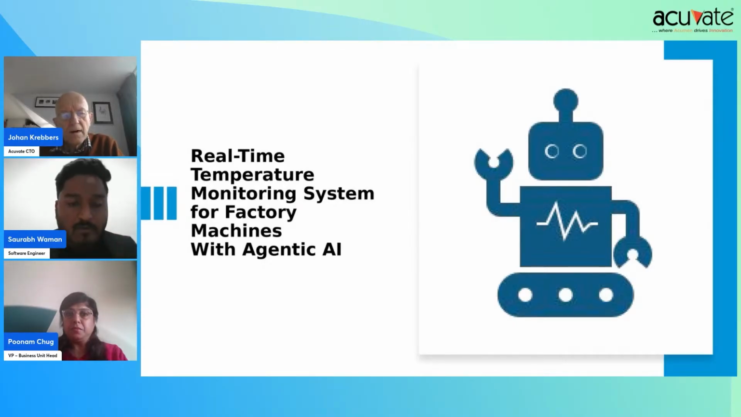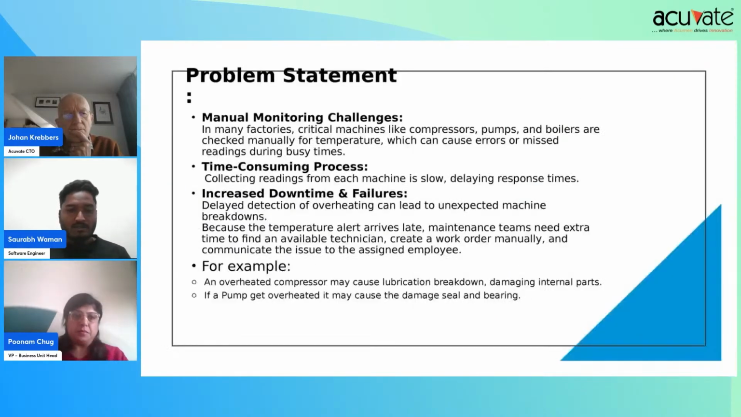So, hello everyone, my name is Saurabh Vaman, working as a software engineer in Acuvate Software Private Limited for the last 3 years. And today I am going to present a demo on a real-time temperature monitoring system for the factory floor machines with agentic AI. Johan, can you take the next slide, please?